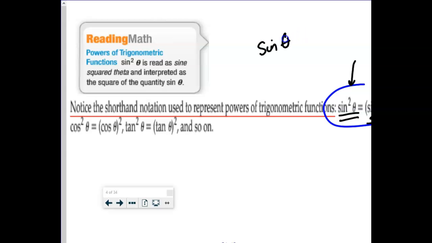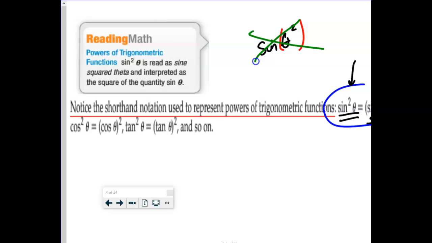So then you get some kids who are like, well, Ms. Abruzzo, why can't I just write that? Because that's theta squared. This is implying that your theta is being squared, which is not at all what we're trying to talk about here. We're squaring the whole function. So just be aware that we're going to use the shorthand notation where they stick the squared symbol in between the function and the variable itself.